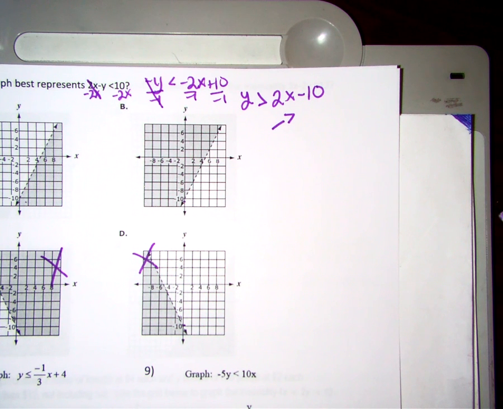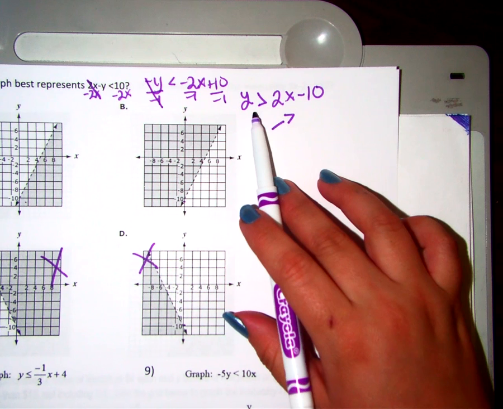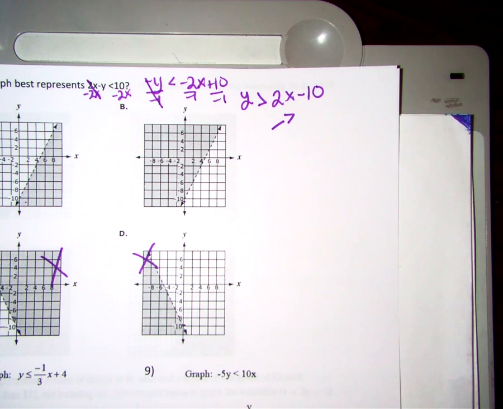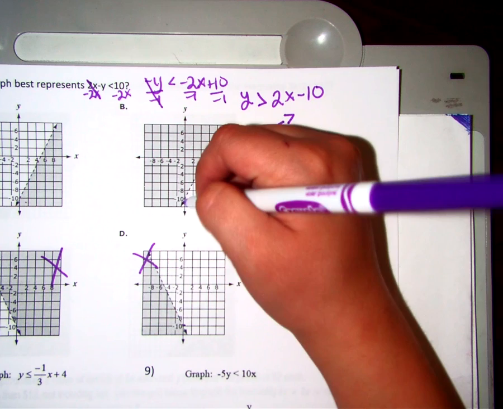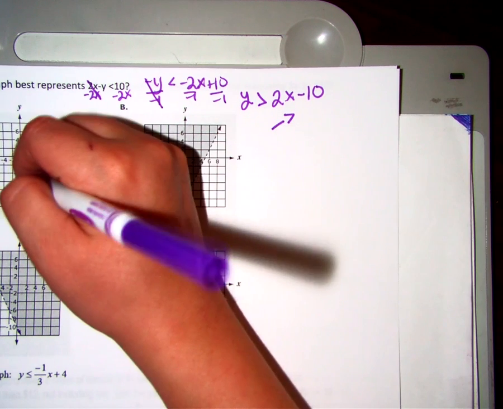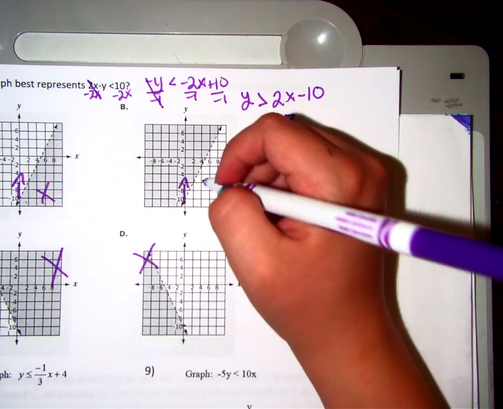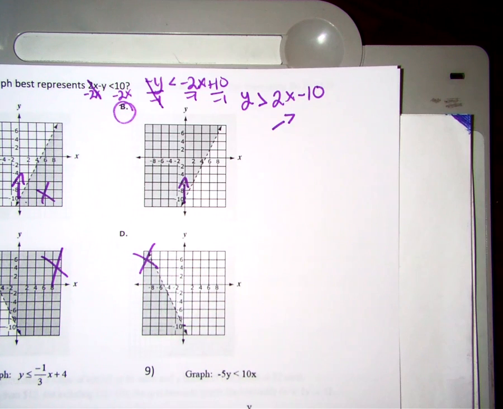Now from here, we look at where it's shaded. Our alligator's eating the Y. Our inequality is opening up towards the Y. So we're going to shade above. So it's not going to be A because it's shaded below. So it's going to be B.